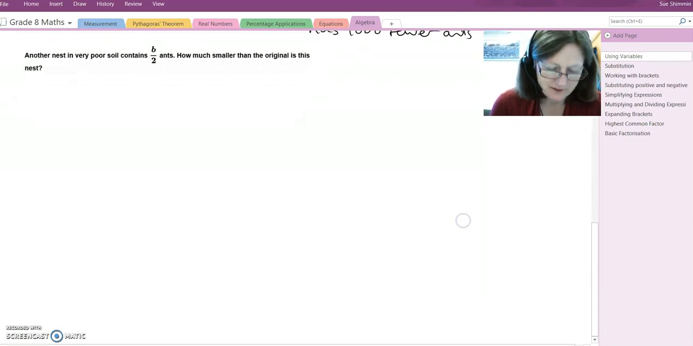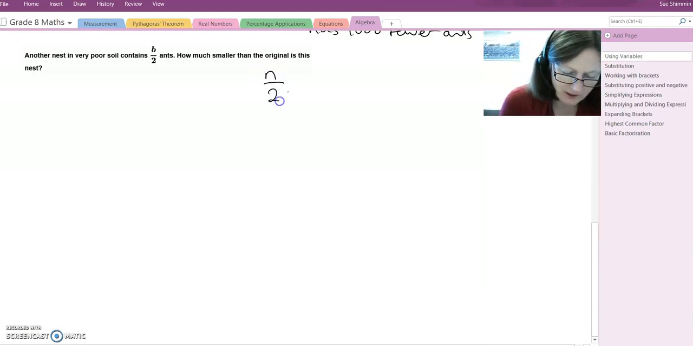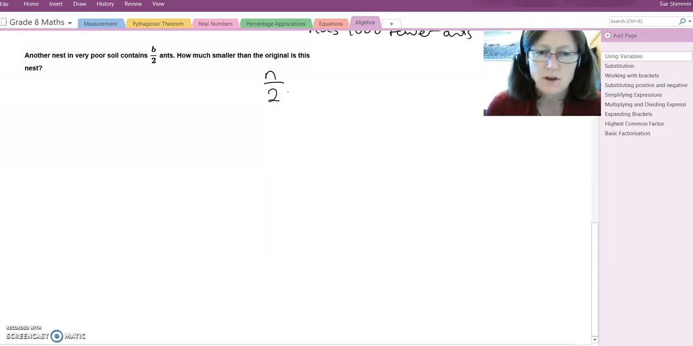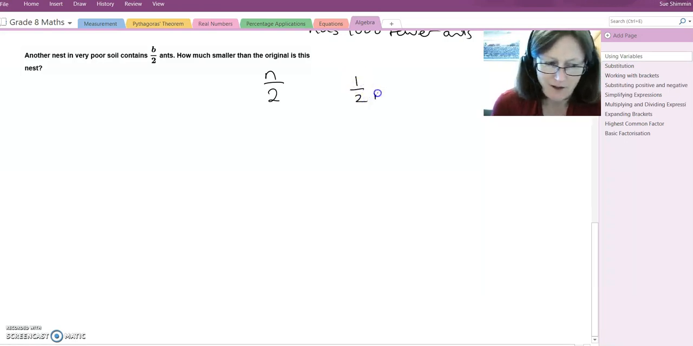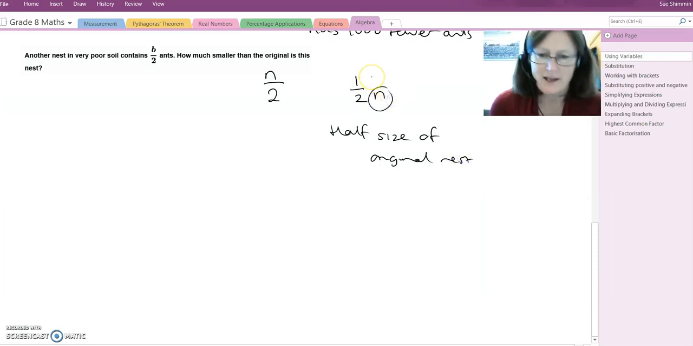There's another nest. It's got very poor soil conditions, and it has n over 2 ants, again instead of b. How much smaller than our original nest is this nest that has poor soil conditions? n divided by 2, that's the same as saying half n. So how much smaller than the original is this nest? It is half the size of the original nest, because the original nest had n ants in it.